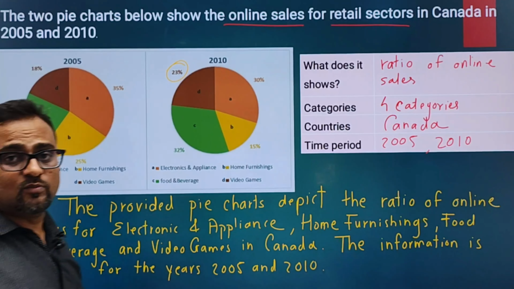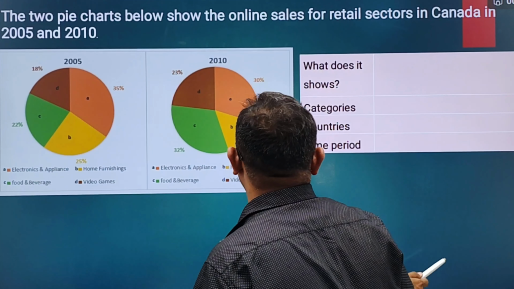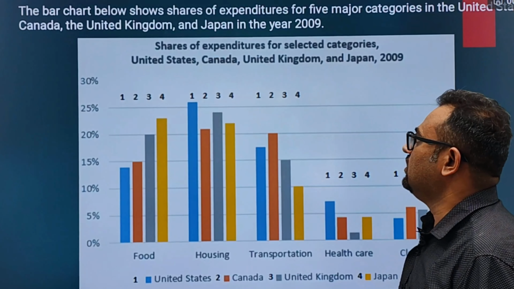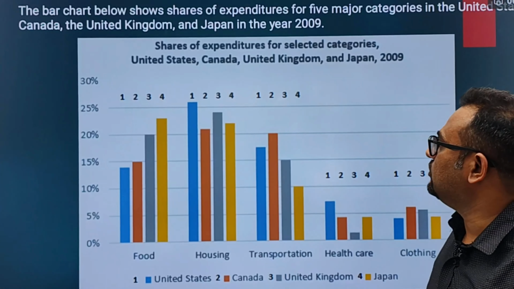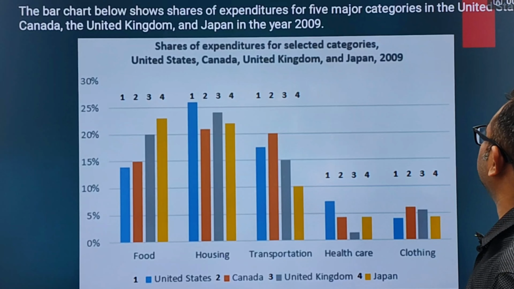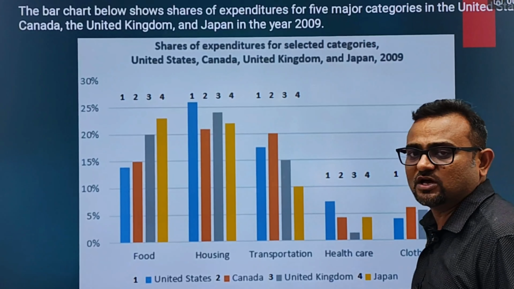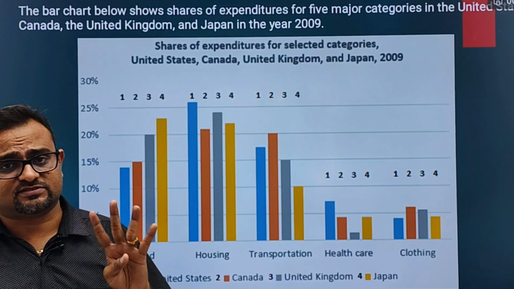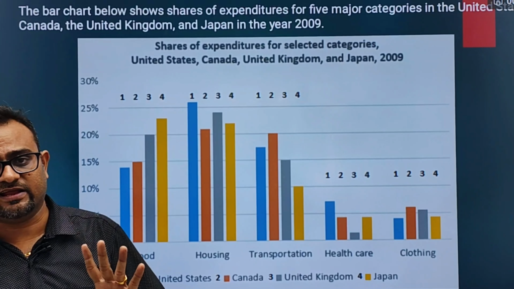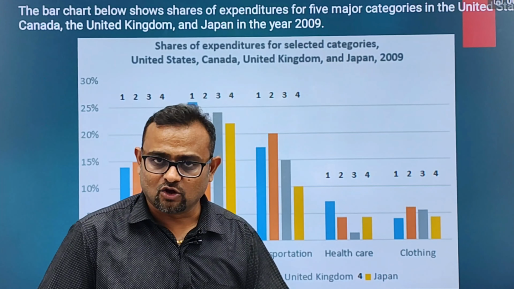Now let's take one more example, the example of a bar chart. Let's take the last example for today's video. You can see here there is a bar chart showing shares of expenditure for five major categories in the United States, Canada, the United Kingdom, and Japan in the year 2009. Four countries are here, and there are five categories: food, housing, transportation, healthcare, and clothing.